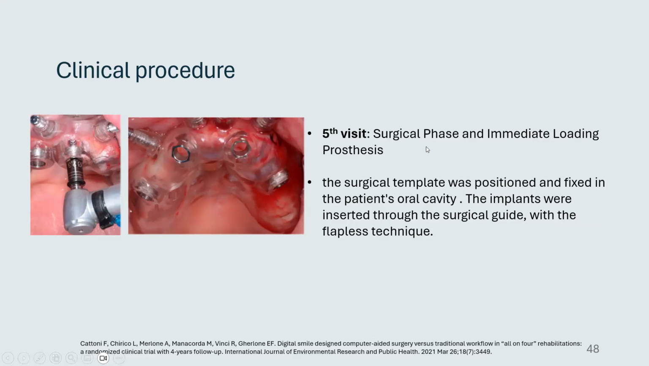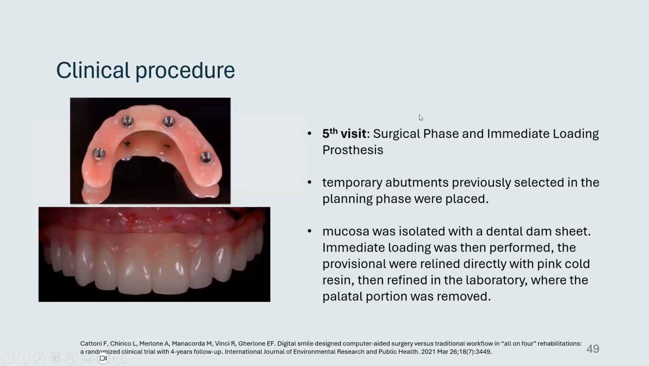And the fifth visit was for the surgical execution, the surgical phase, and the immediate loading of the prosthesis. So here, as we see, the surgical guide was fixed in place and the implants were placed through the guide. After implant placement, temporary abutments that were previously selected during the planning phase were placed, and then the mucosa of the patient was isolated with rubber dam to prepare it for immediate loading, and then the provisional restoration was relined directly with pink cold resin and then sent back to the lab to refine the prosthesis and to remove the palatal portion.